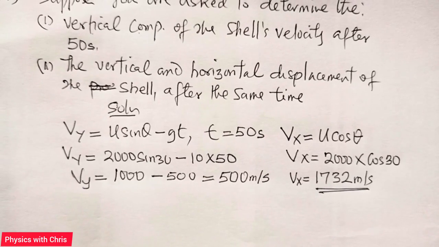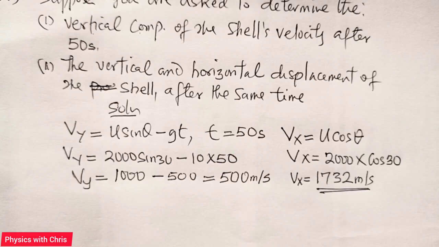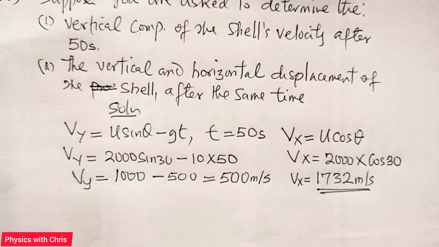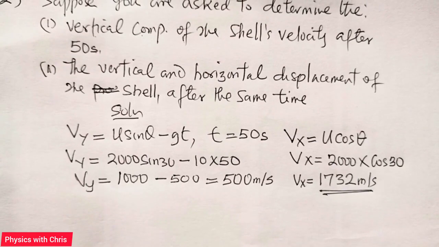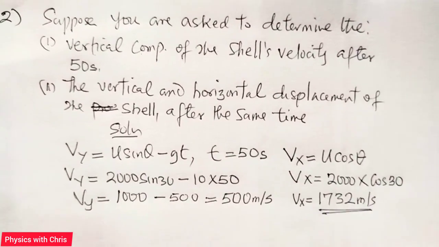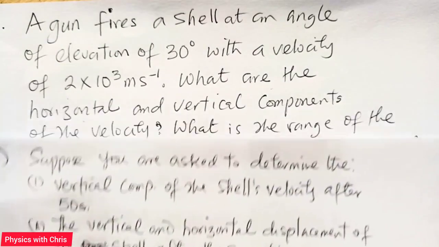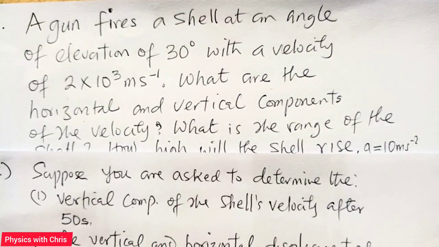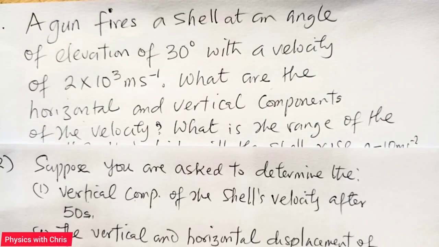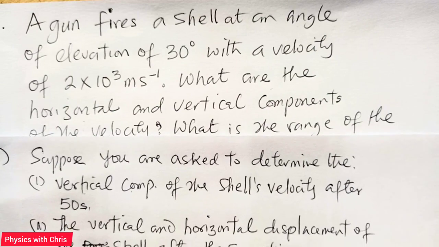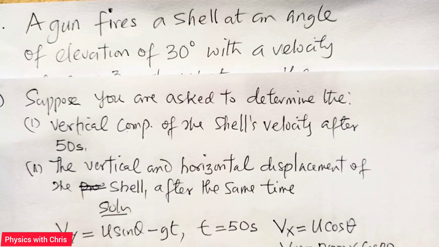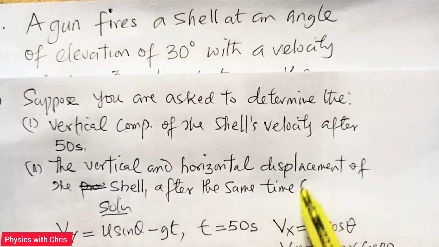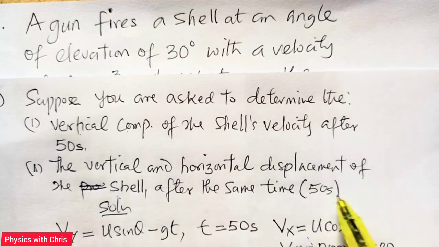Now the second question says to find the vertical and the horizontal displacement of the shell after the same 50 seconds. Mind you, the question reads that a gun fires a shell at an angle of elevation of 30 degrees with a velocity of 2000 meters per second. Now we are asked to calculate the vertical and the horizontal displacement of the same shell after the same time, that is 50 seconds later.